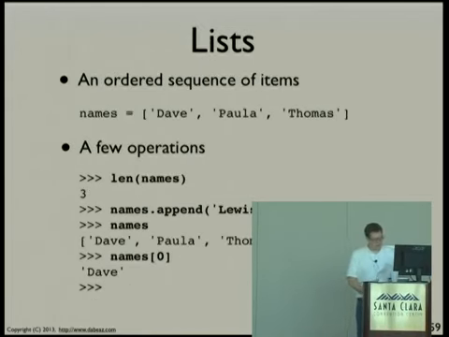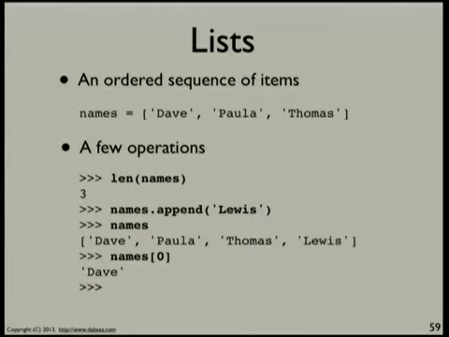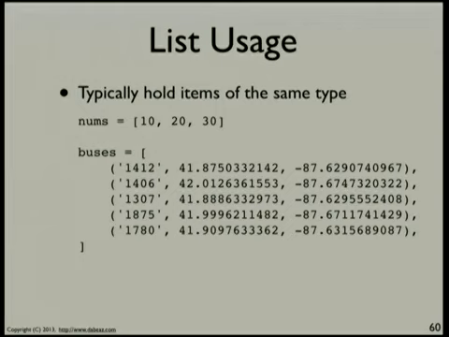Some other data structures you should know about. List is basically how you keep a bunch of data in order. So you can make names. You can say names is Dave, Paul, Thomas. You can add things to it with an append method. You can get the length of it and so forth. Basically use a list if you want to hold a whole bunch of items, usually all of the same type.